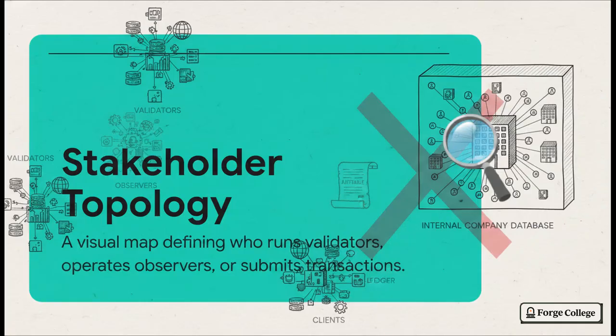Let's define that second input a bit more clearly. A stakeholder trust topology is basically a visual map defining who runs validators, who operates observers, and who simply acts as clients. Now, why does this map matter so much? Well, because if you draw this out and realize that all your validators are internal to one single company, well, a distributed ledger adds almost 0 value compared to just a standard, auditable, centralized database.